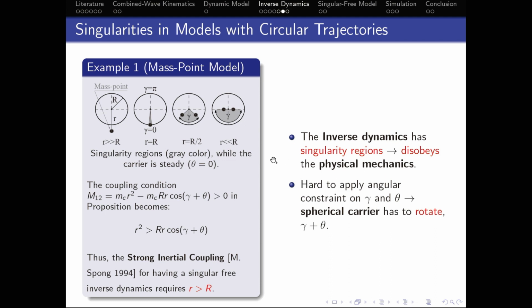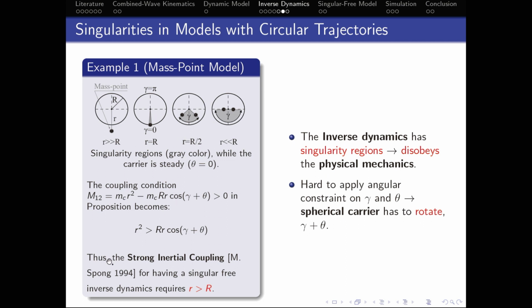After obtaining the coupling condition, we check the singularity regions for different classic systems with circular trajectories, where in the mass point system, the condition is transformed to the following form, and we can see by using this inequality that the singularity region is getting larger as the core moves nearer to the center of the sphere.